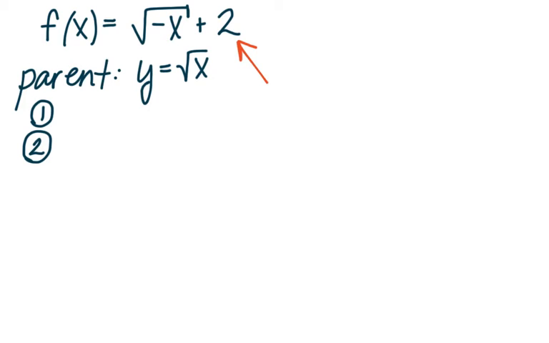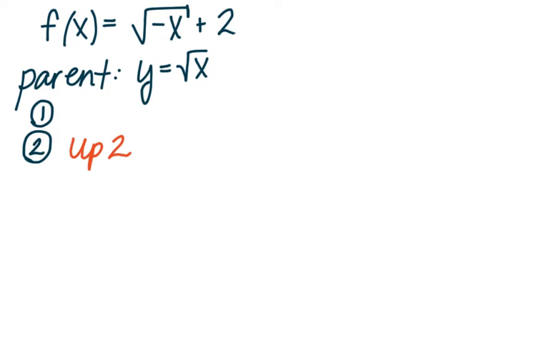So that plus 2 is going to impact the y values of the graph. In fact, since it's a plus 2, it's making all the y values 2 larger. So that's going to be a shift up 2.